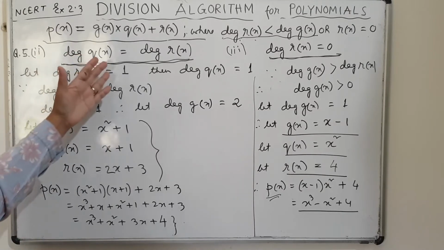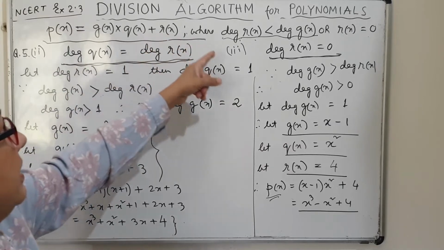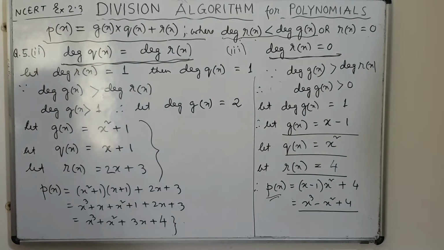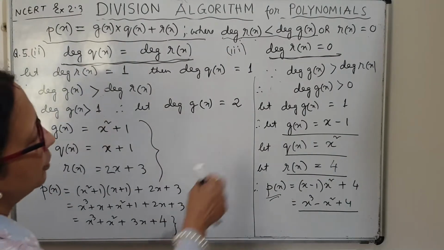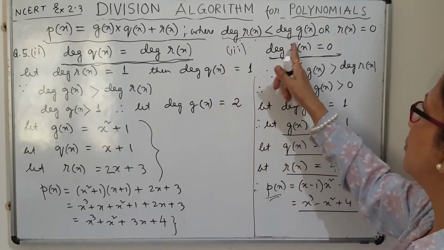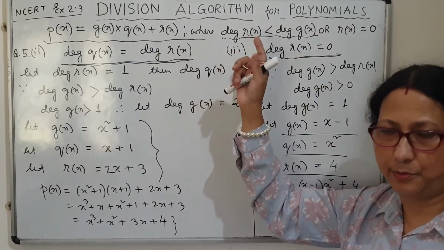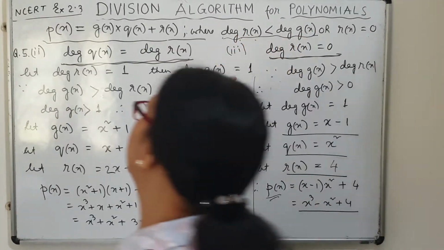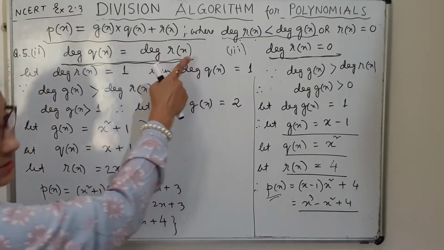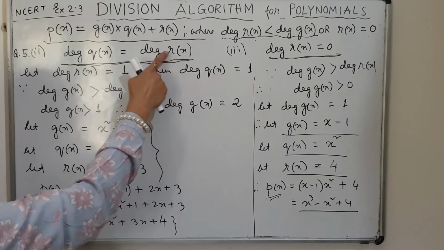So how will you do the thing, you see? Always, when this has to be satisfied, this condition is also to be satisfied. So first of all, since the degrees of g(x) and r(x) are related in this way, if I know the degree of any one of the polynomials, I'll be knowing the degree of the other polynomial. Okay, so that is okay. Now in the question, the given condition to be satisfied is that degree of q(x) has to be equal to degree of r(x).